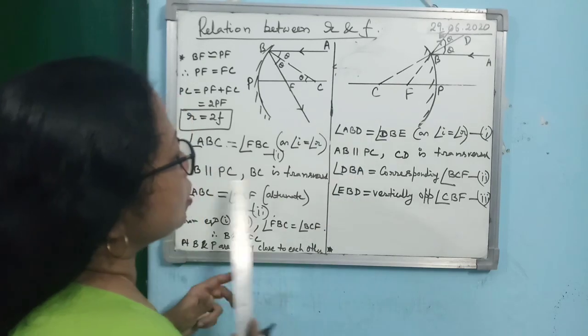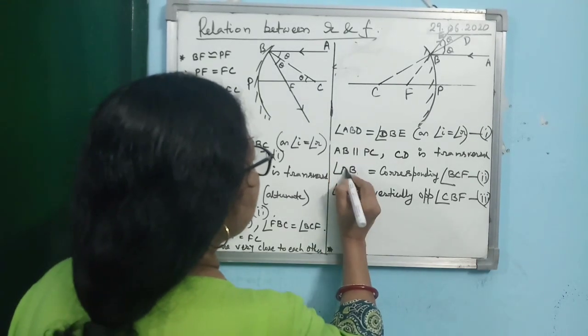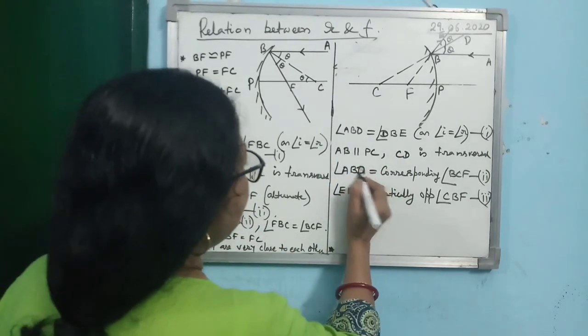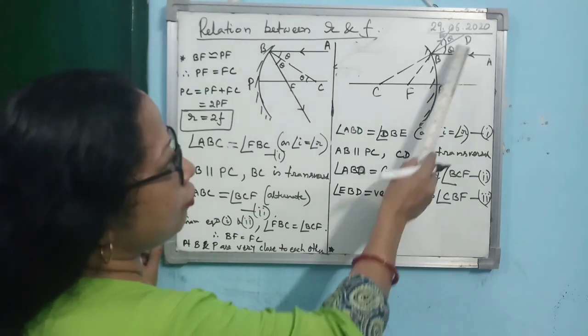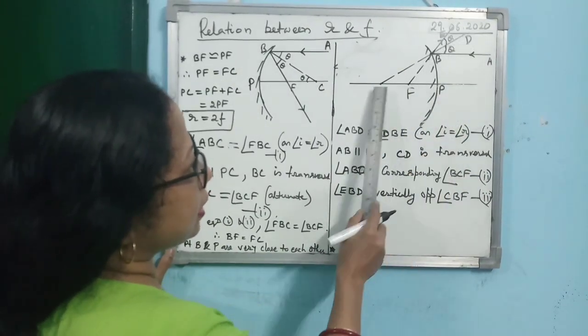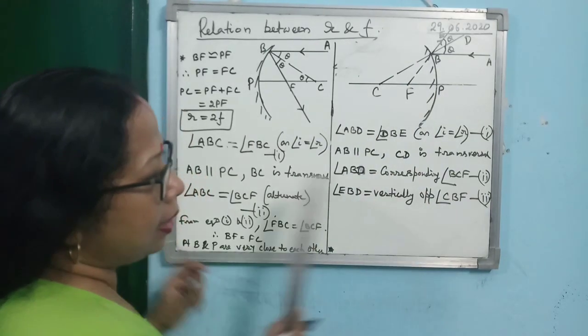ABD I have written, no? So here I should write it as ABD. Then you will not be perplexed. ABD is equal to BCF. This angle is equal to BCF. Whereas EBD is equal to CBF. So what you can write, these two angles are equal.